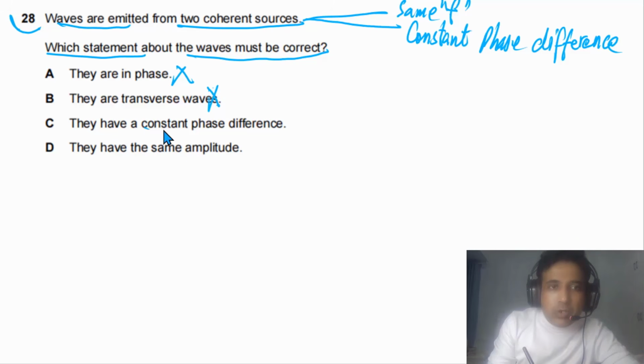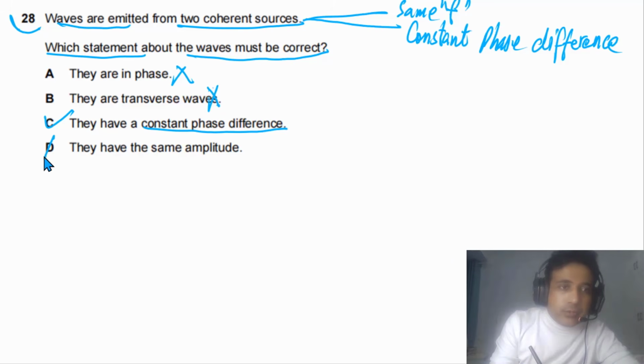They have a constant phase difference? Yes, this is correct. They have the same amplitude. Amplitude is not required to be the same, so this is also incorrect. So the answer for this question is C.